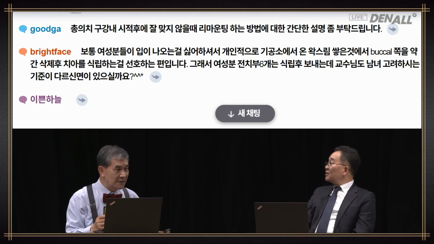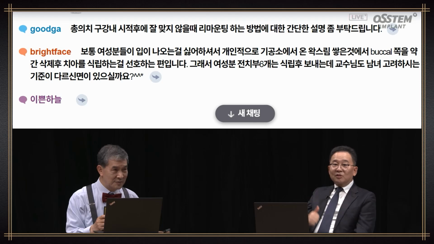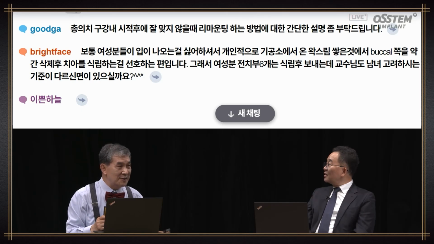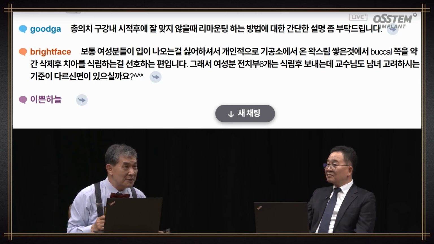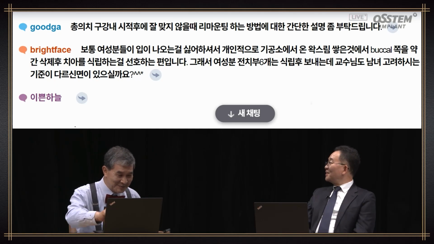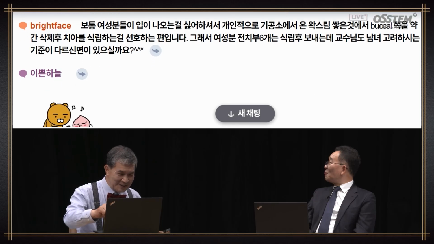Regarding remounting in the oral cavity, you can solve it by tapping on it. And there are also many problems associated with the occlusion. I think this person deals with such cases a lot. Professor Lim, you're the president of the Korean Academy of Stomatognathic Function and Occlusion. Yes. I'm sure you're interested in occlusion.